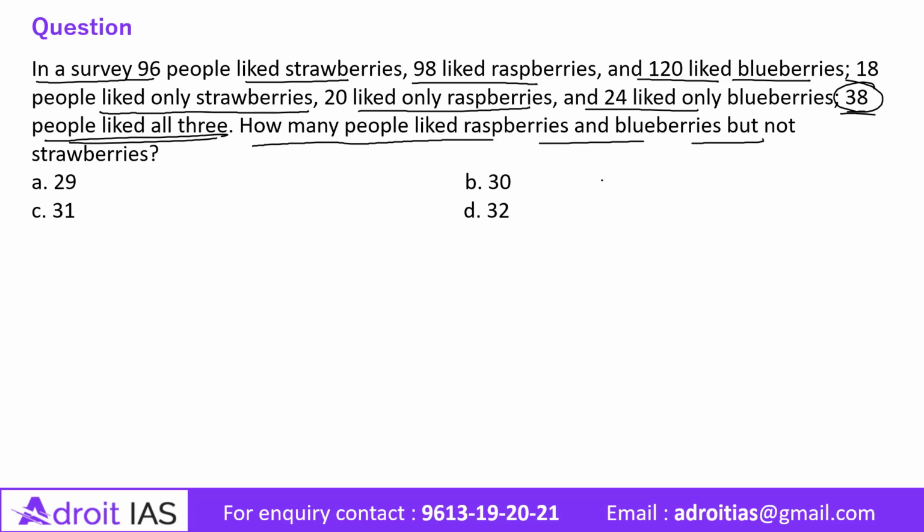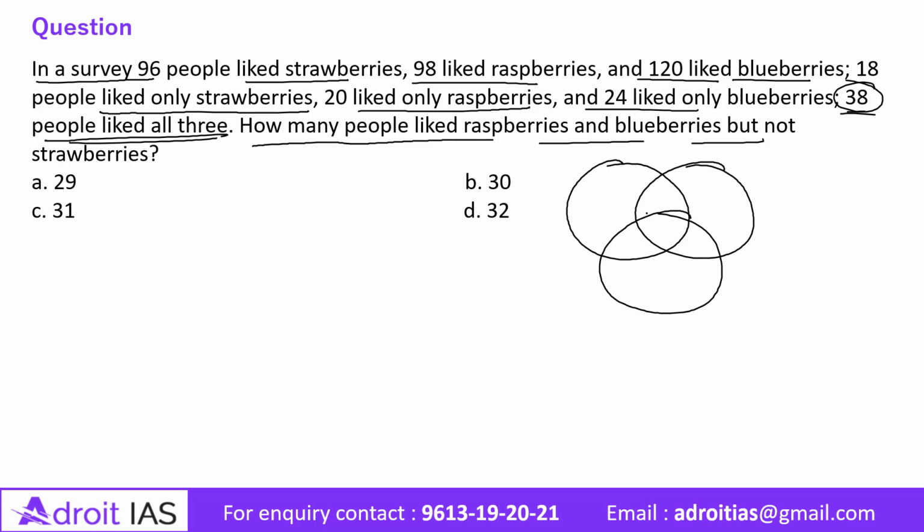Okay, this is again a very simple question based on the three attributes, right? So strawberry, raspberry and blueberry. 38 people liked all the three, so 38 will be coming over here. The question says 18 liked only strawberries, 20 liked only raspberries and 24 liked only blueberries. So what will be coming over here is not given. Just assume this is X, this is Y and this is Z, right?